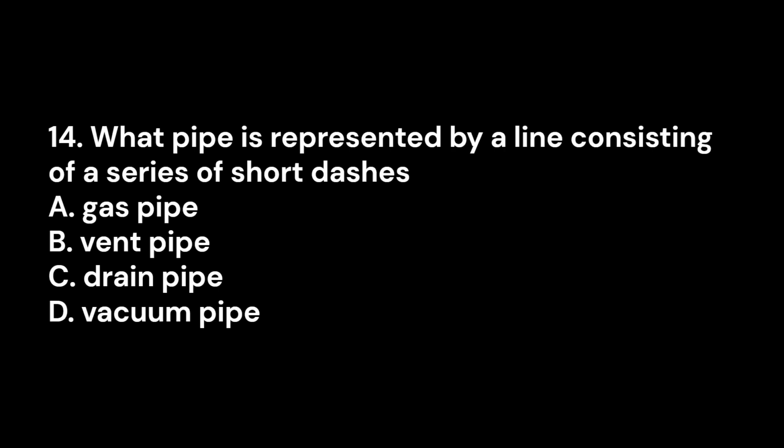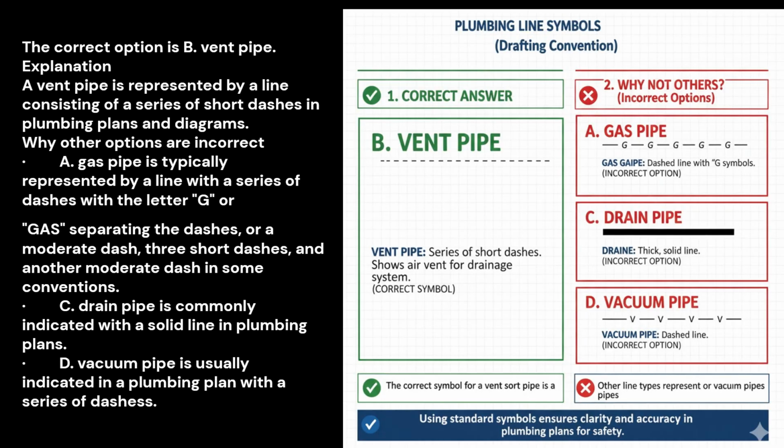Number 14. What pipe is represented by a line consisting of a series of short dashes? A. Gas pipe. B. Vent pipe. C. Drain pipe. D. Vacuum pipe. The correct option is B.